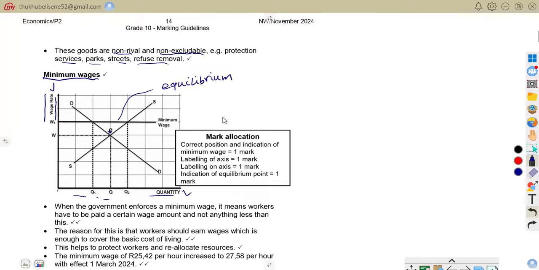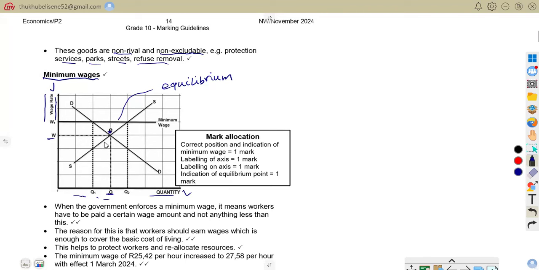Where we know very well there at equilibrium point E, this point E is where demand for labor equals supply of labor. That's what it means. So at this point, the equilibrium wage is W, and the equilibrium quantity is Q. As you can see here, we have our Q. So now we can talk about the minimum wage line.